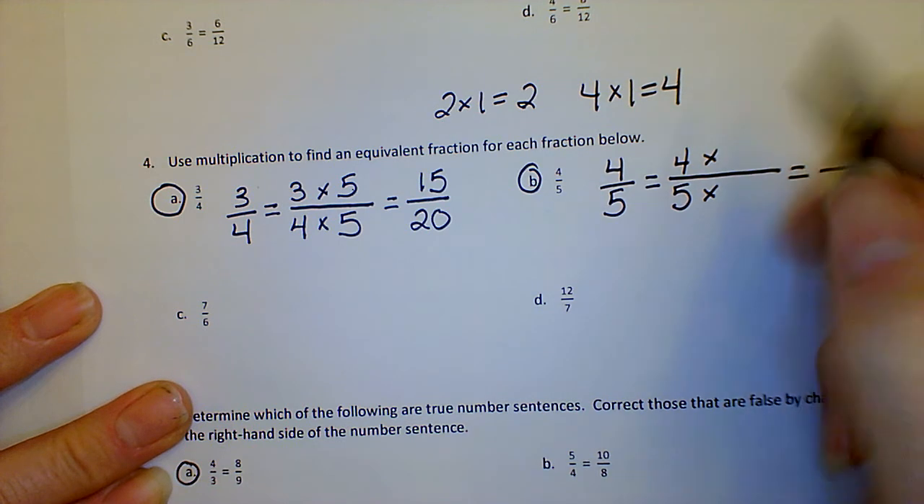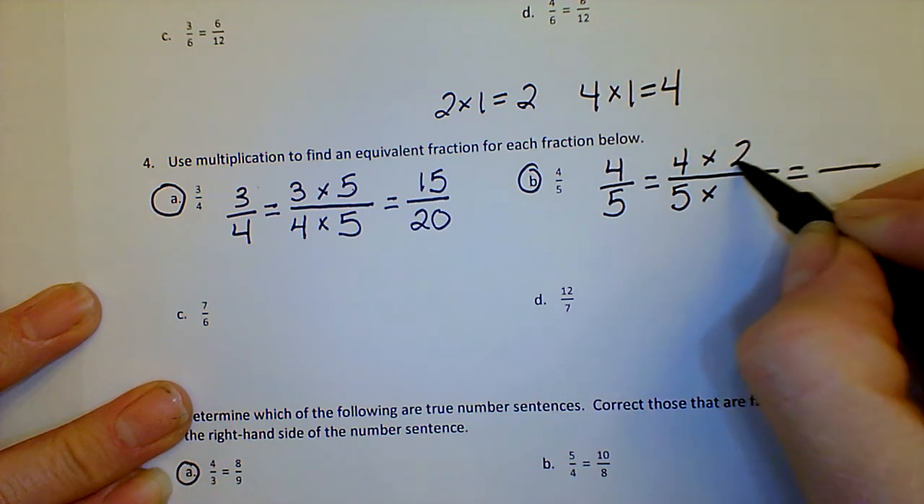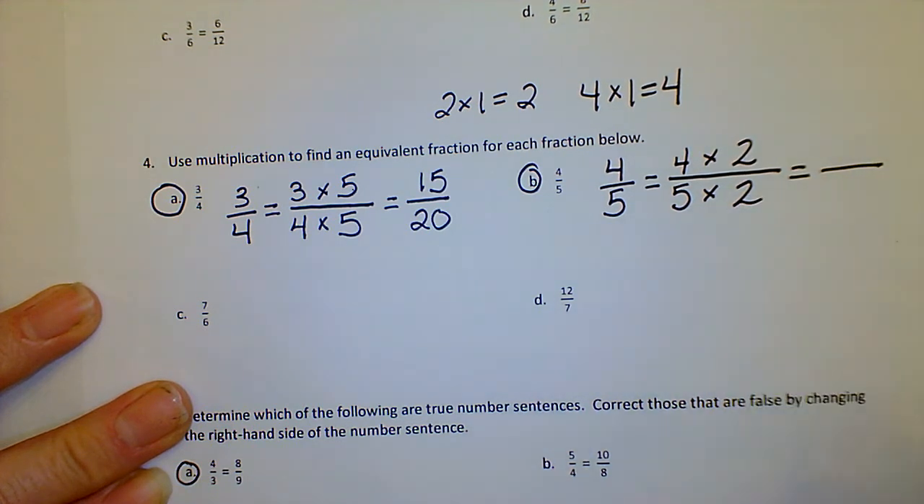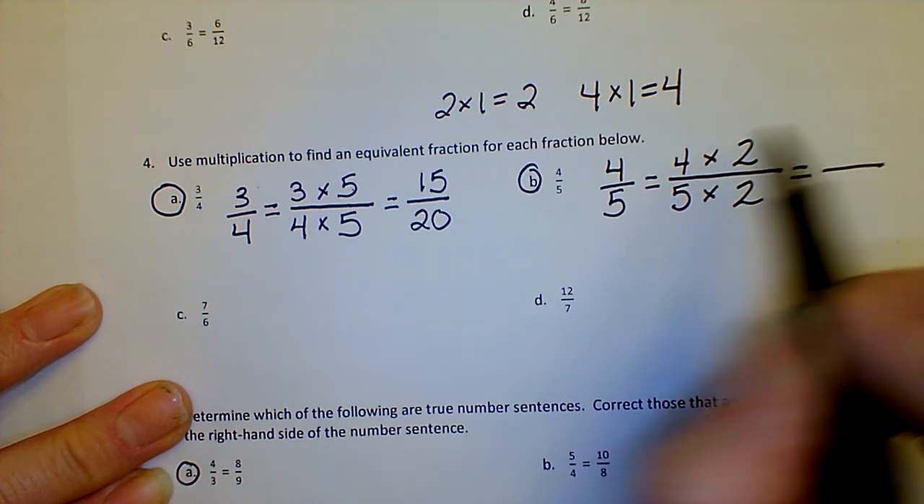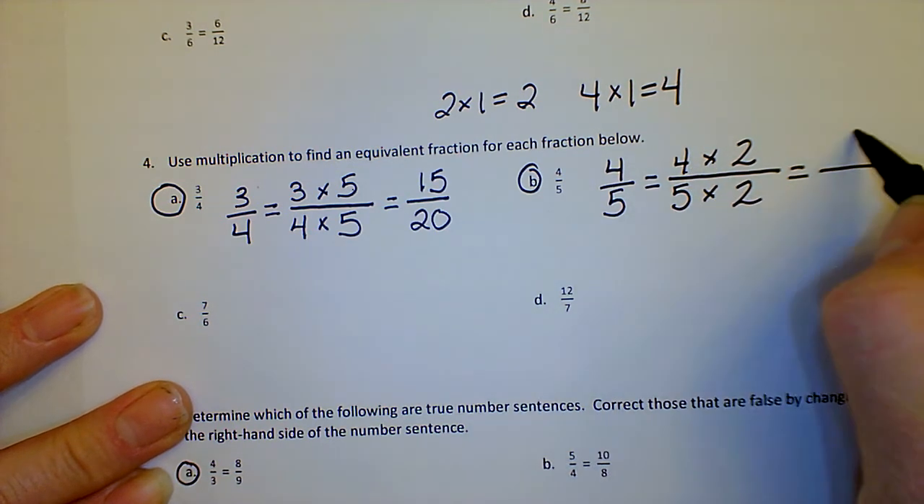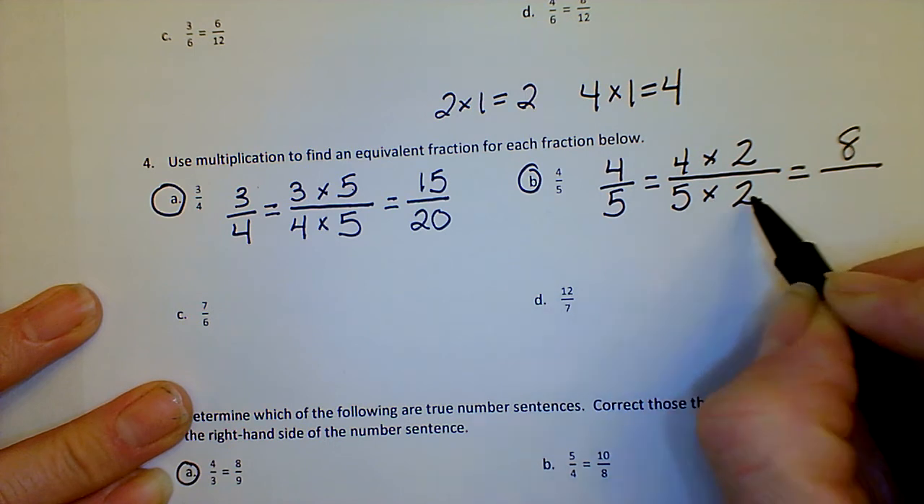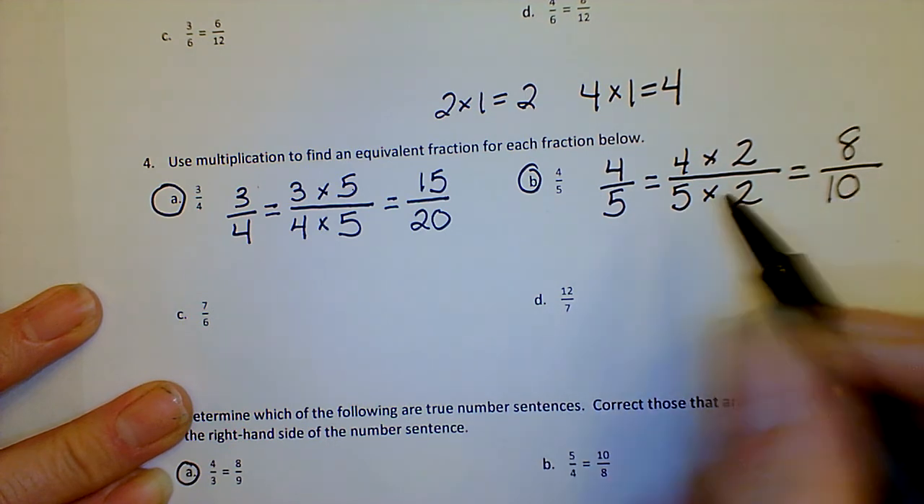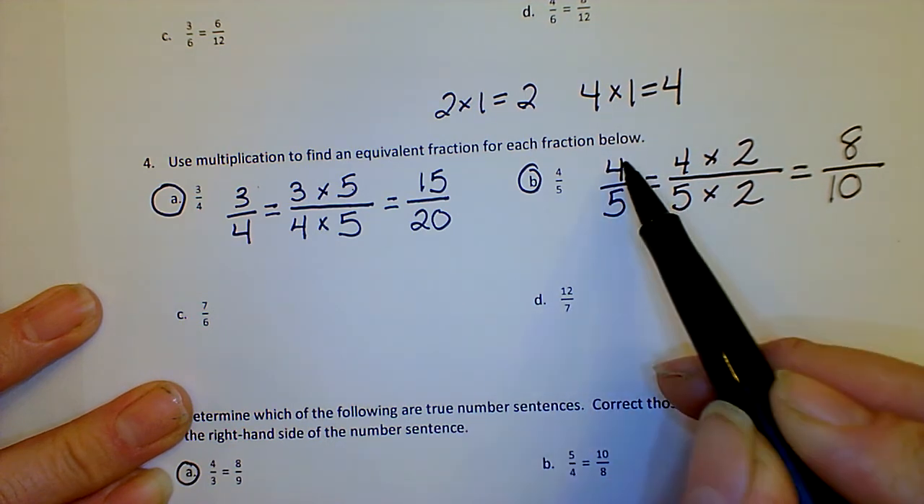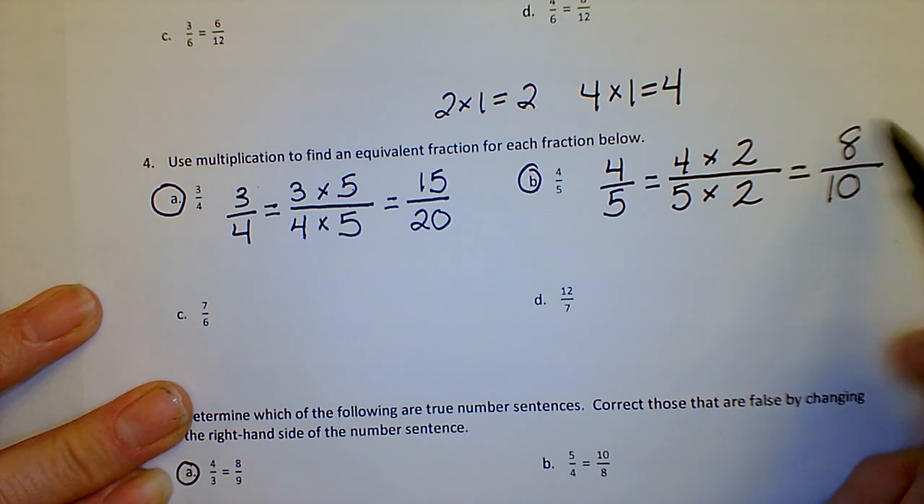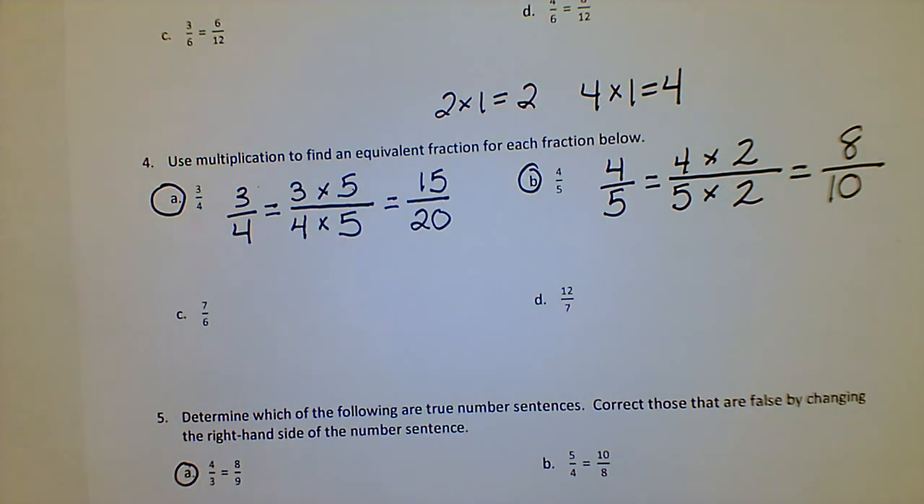So maybe we'll go a little easier on this one. Let's just multiply it by 2/2. And 2/2 is just 1 whole, so we're just multiplying by 1. 4 times 2 is 8, and 5 times 2 is 10. So we just showed that 4/5 is equivalent to 8/10.